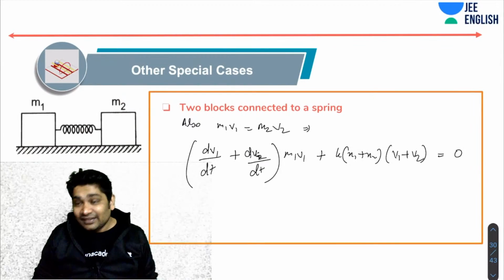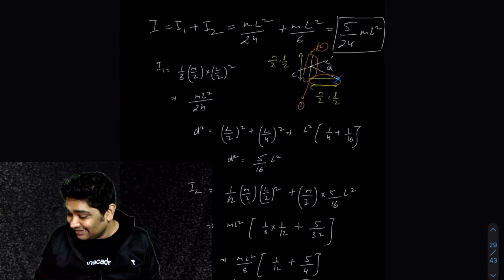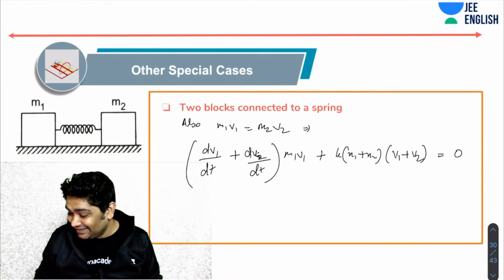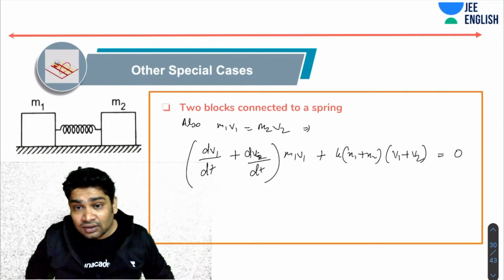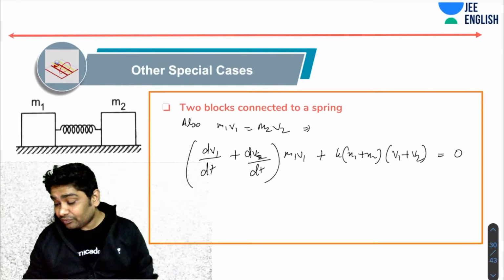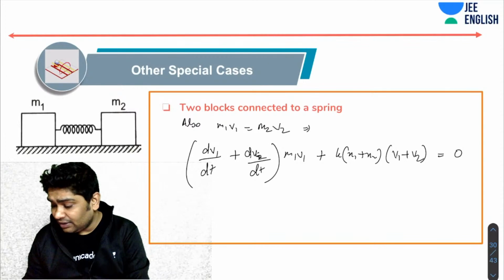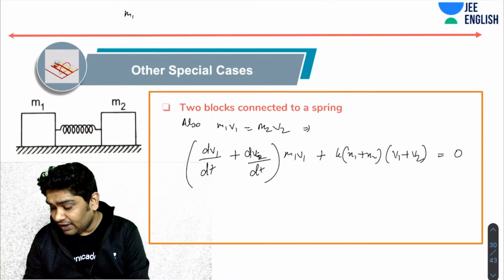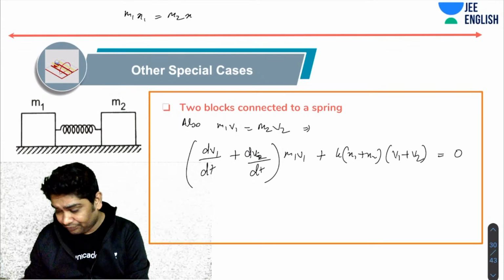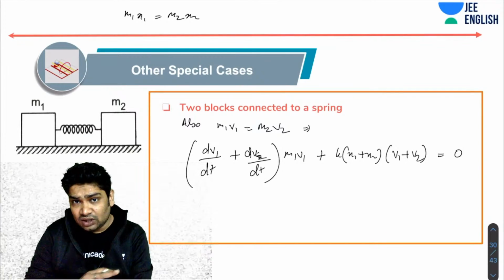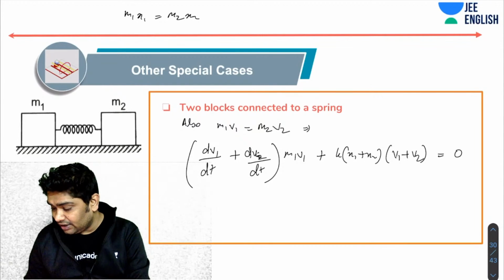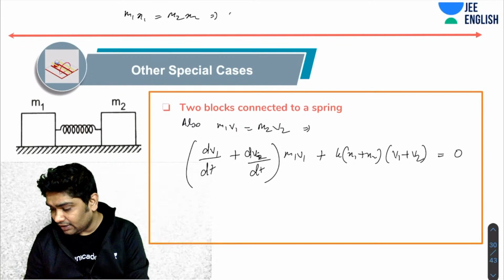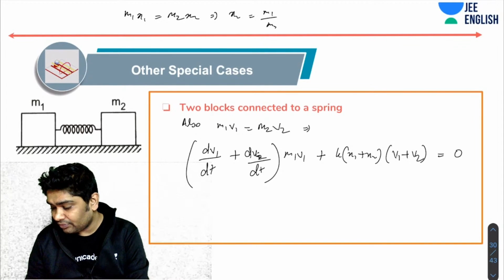Okay, coming back to this, so what was happening here? Now all I need to do is relate these two. So I know m1x1 equals m2x2. Okay, so I need to convert everything into one variable. From here I will realize that I can write x2 as m1 by m2 x1.